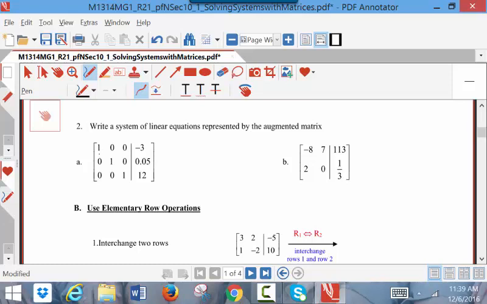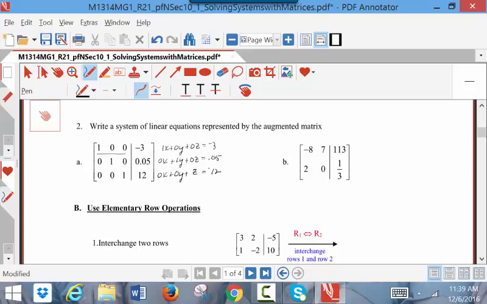So if you look at this first row, you have 1, 2, 3 terms. So that means you have an x, a y, and a z variable. If I converted this to an equation, this would be 1x, 0y, and 0z equaling negative 3. If there are 4 columns, three of the terms would be your variables x, y, and z. This one would be 0x plus 1y plus 0z equals 0.05. And the last row would be a 0x, a 0y, a 1z, and a 12.